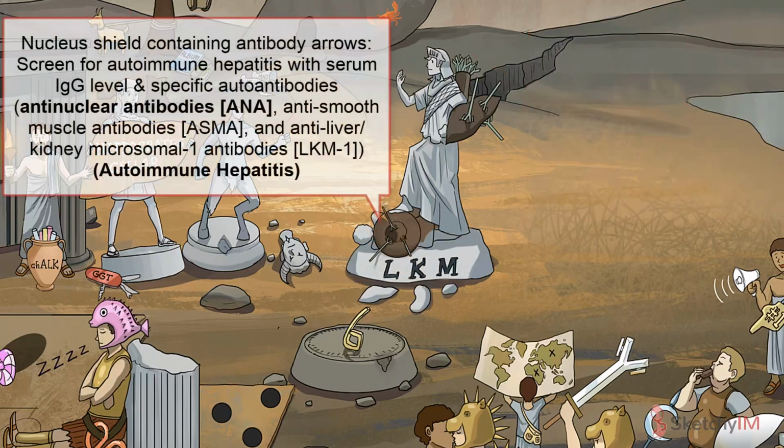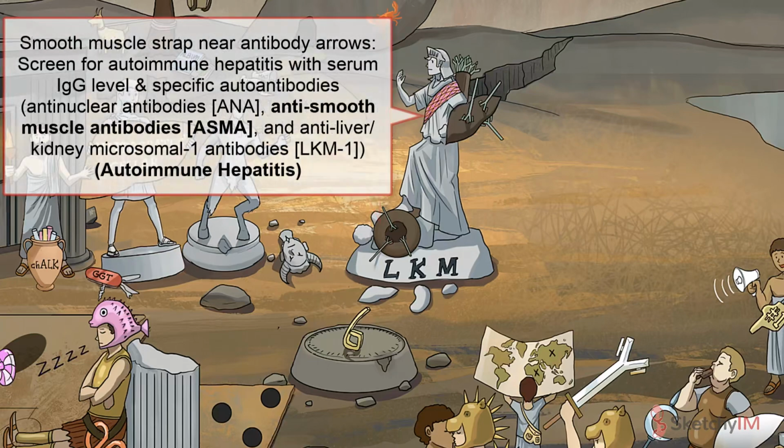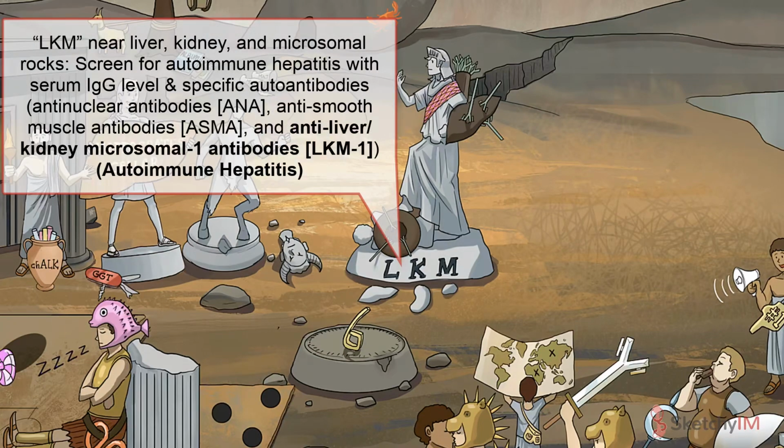Screening for autoimmune hepatitis in the setting of chronic liver disease is identical to screening in the acute setting. You'll want to test for 3 specific autoantibodies: anti-nuclear antibodies, anti-smooth muscle antibodies, and anti-liver kidney microsomal 1 antibodies. At least one of these three is elevated in most cases of autoimmune hepatitis.